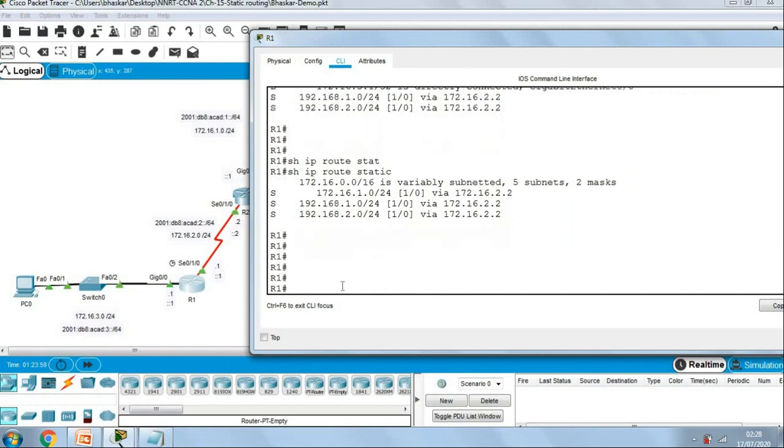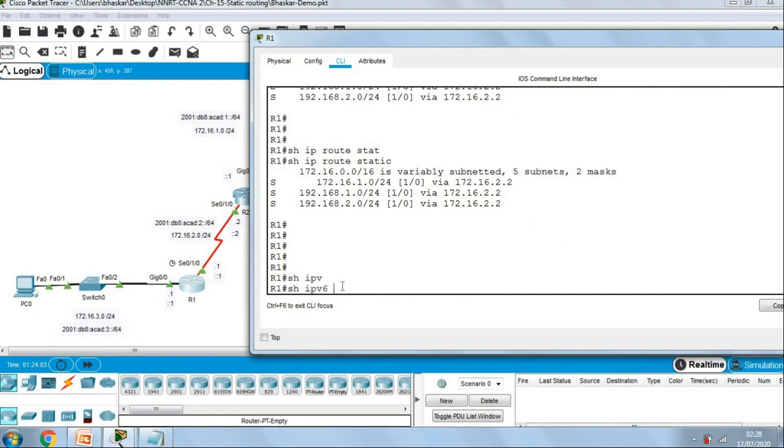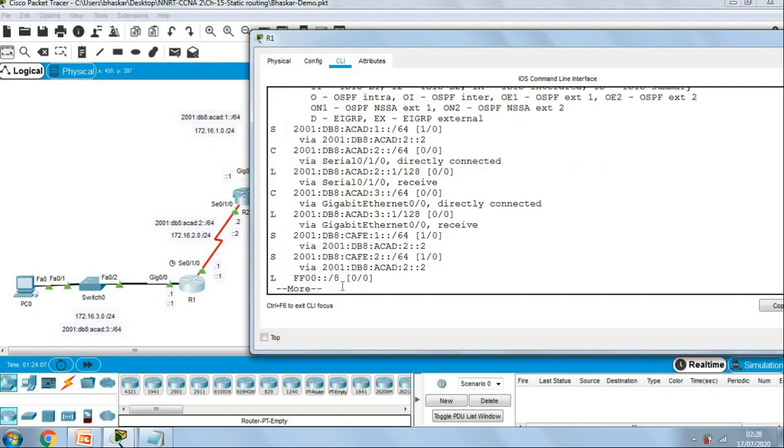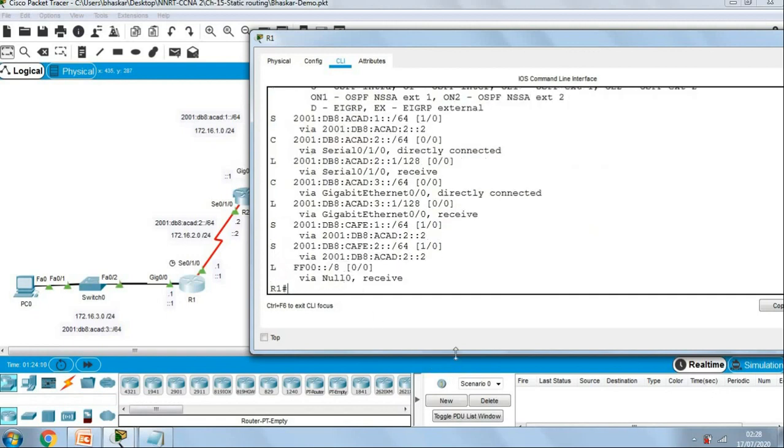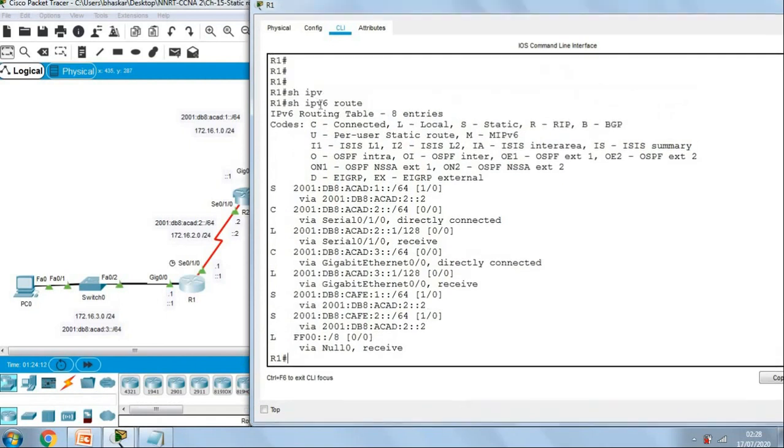Now I want to check for IPv6. If you want to verify the IPv6 static routes, use show IPv6 route. If you check this one, you will see all IPv6 routes are here. So the command to verify the IPv6 routes is show IPv6 route.